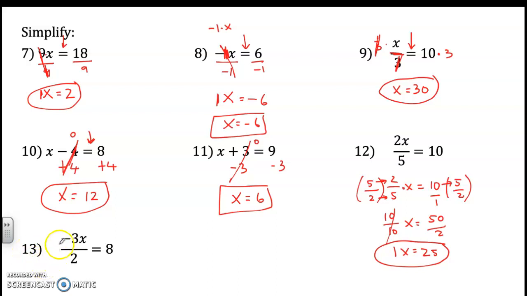Let's do the last one. Reciprocal here. I flip the whole thing. The 2 goes on the top, the negative 3 goes on the bottom. Now I know that this is going to cancel this, so I have x. The other side is top with top, bottom with bottom. 8 times 2 is 16, and on the bottom is negative 3. I cannot simplify, so that's my answer.